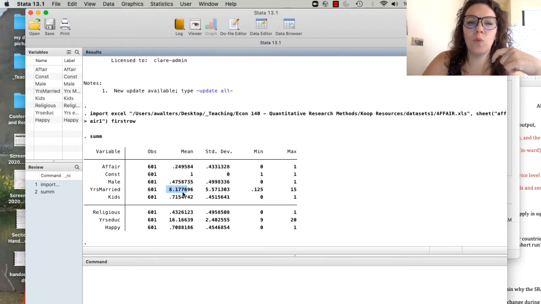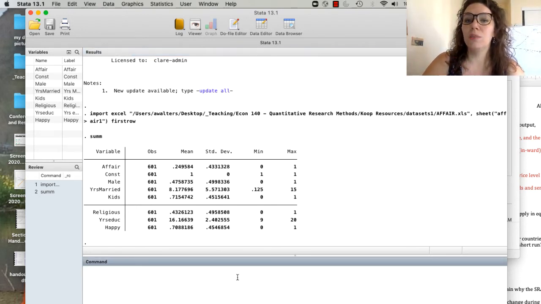About 71.5% of marriages have children, although almost 30% have no children. 43% of these respondents consider themselves religious. The average years of education is 16, with 9 being the minimum and 20 being the max. And then of these marriages, 70%, almost 71%, consider themselves to be happy. So that's our data set that we're working with.